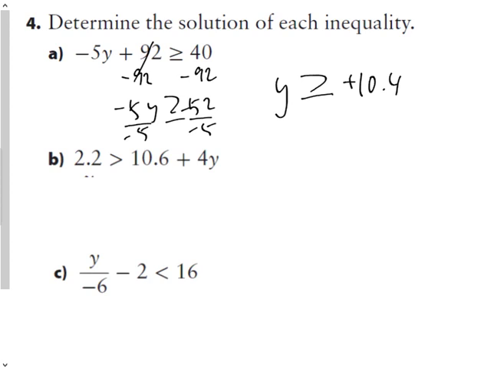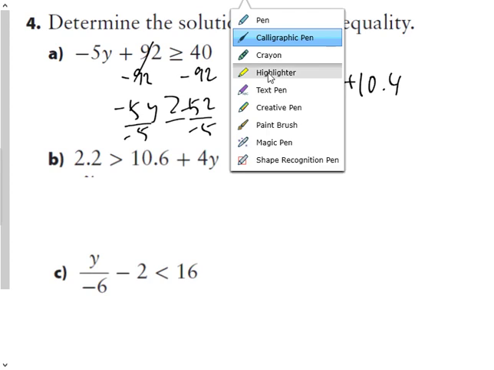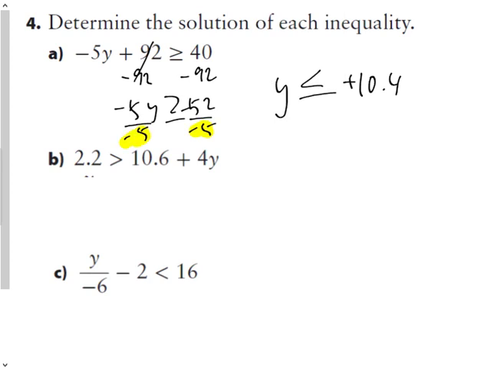Oh, I didn't flip the sign. Oh, my heavens to Betsy. Thank you for reminding me. I have to flip the sign because I divided by a negative quantity, so therefore I have to flip my sign. Otherwise, if you don't flip your sign when you multiply or divide by a negative quantity, your inequality will be wrong. See, even teachers make mistakes, and we're almost infallible.